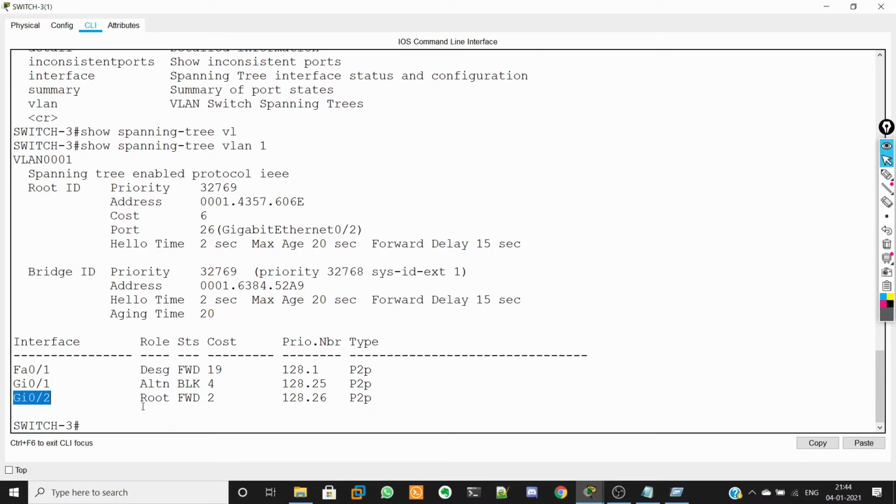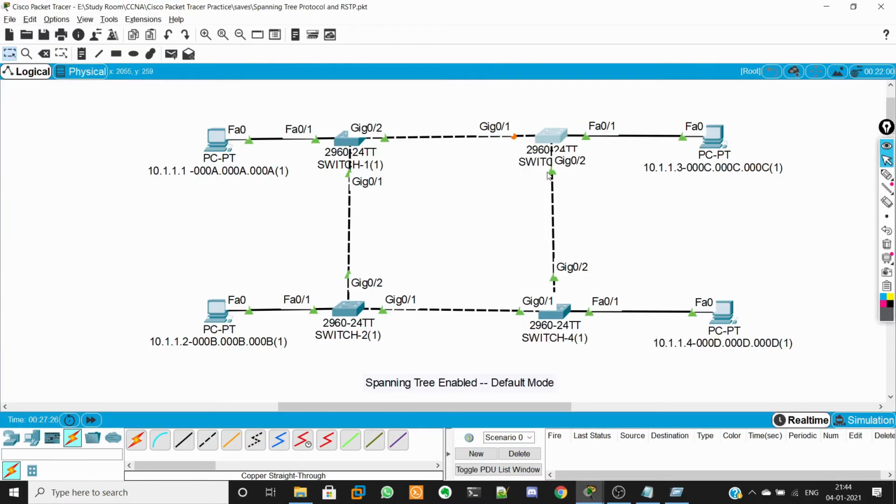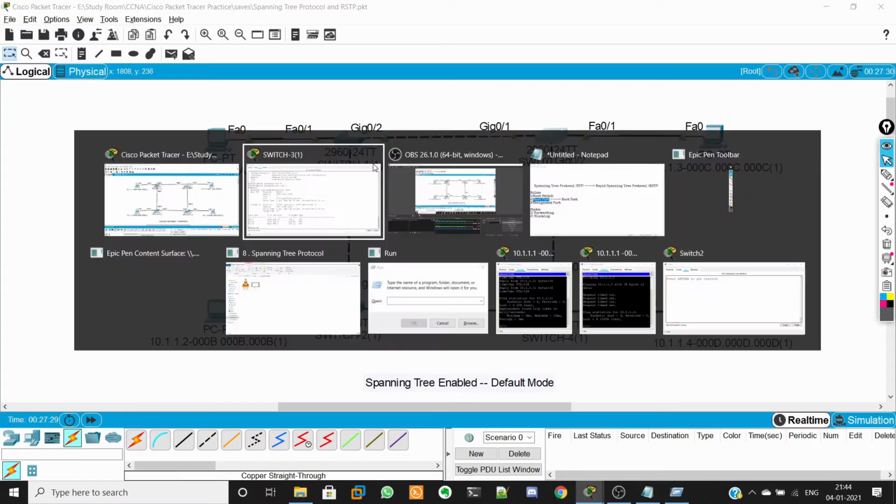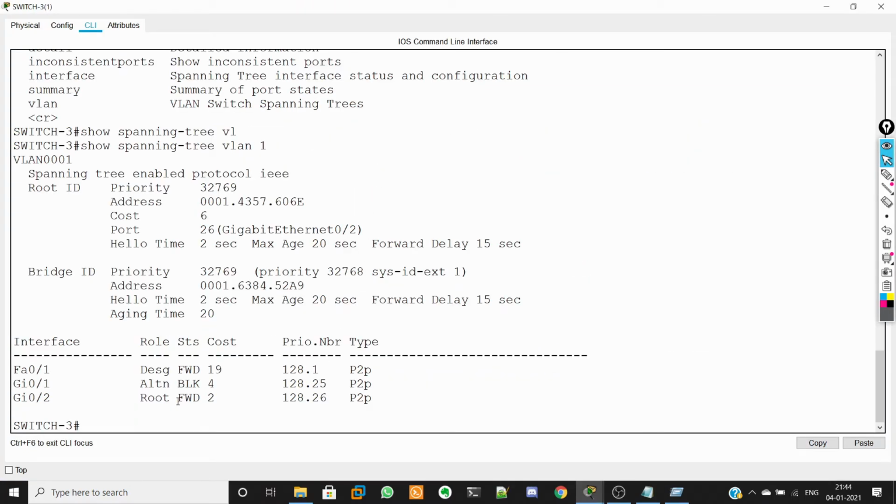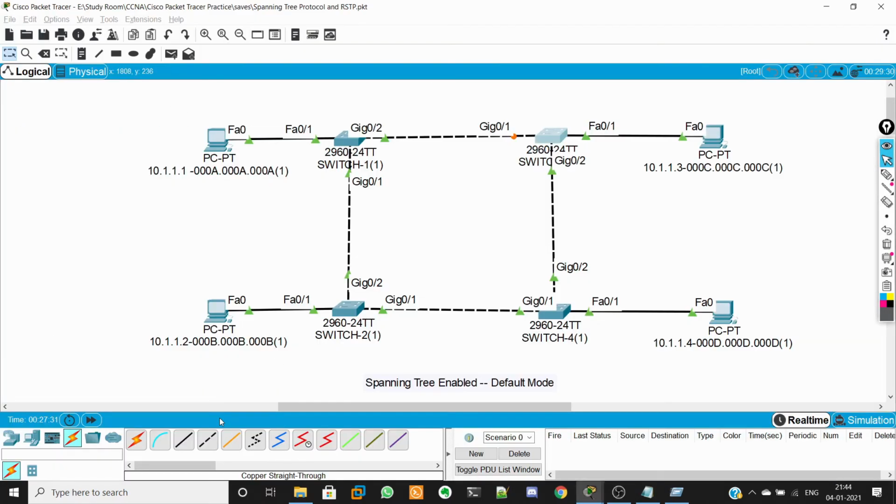Gigabit 0/2 is the root port. As I told you, Gigabit 0/2 is the root port. It got elected due to the MAC address of switch 4. It has the lowest value compared to switch 1's MAC address. So it is kept in the forwarding state.